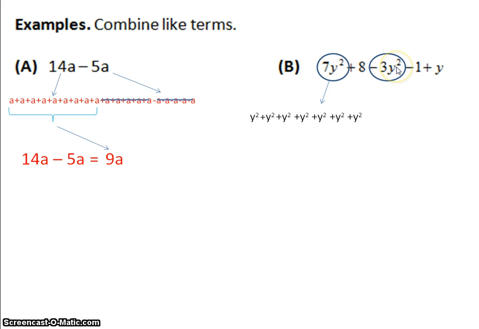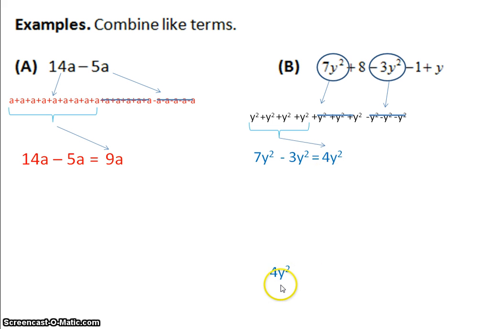3y squared would be y squared 3 times. However, that's being subtracted. So it would be minus y squared minus y squared minus y squared. These three y squares that are being subtracted would cancel out 3y squared that are being added. And we'd be left over with y squared 4 times, or 4y squared, after I combine those like terms. 7y squared minus 3y squared would equal 4y squared.